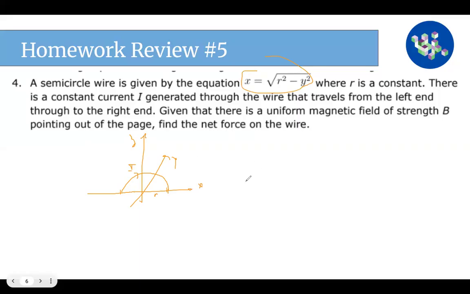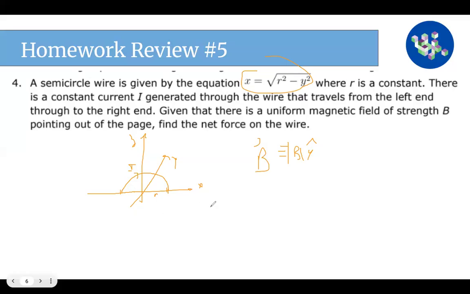But there's a uniform magnetic field pointing out of the page, so it's pointing in the negative y direction. So B would equal the magnitude of B, which is uniform everywhere, in the negative y-hat direction, because it was pointing out of the screen. Find the net force on the wire.